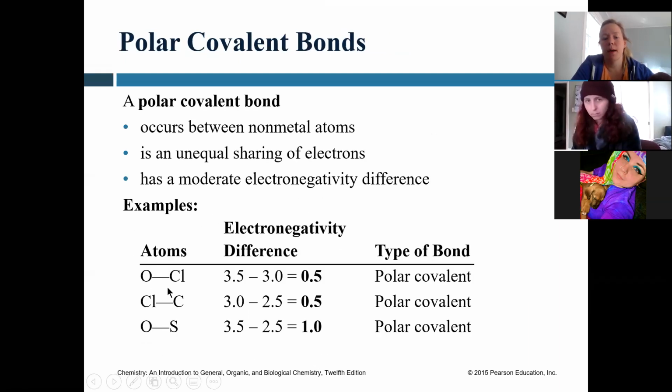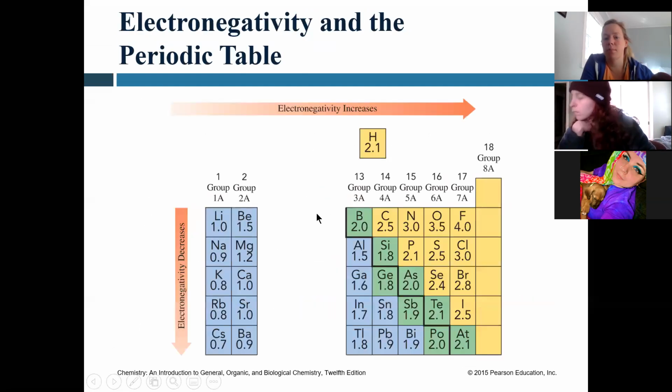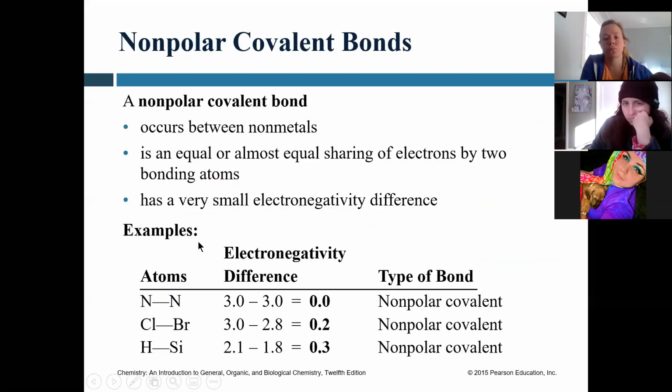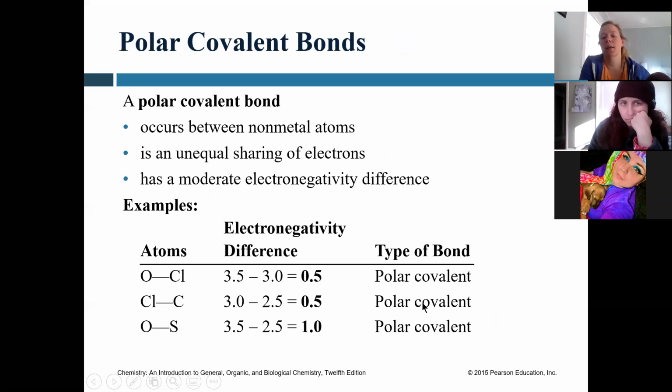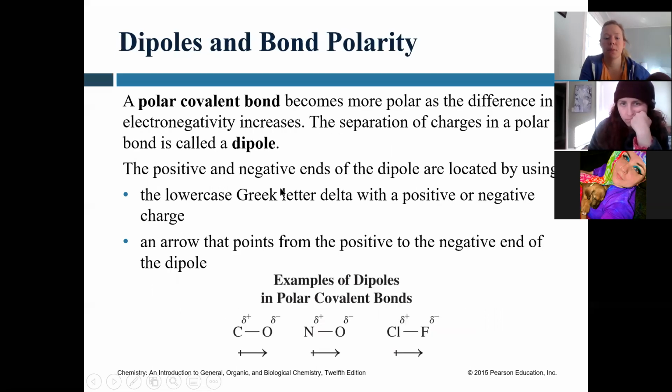Now, a polar covalent bond is going to be two nonmetals with a difference in electronegativity that's 0.5 or greater. Like oxygen and chlorine, their difference in electronegativity is 0.5. We would say that's polar. Chlorine and carbon also has 0.5, polar. Oxygen and sulfur has a difference of 1. Where are these numbers coming from? It's coming from this chart here, the difference between these two numbers. So these share electrons, but they don't share them equally.